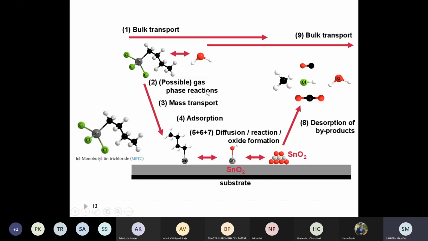So what is happening in this case? A possible gas phase reaction, then mass transport, then adsorption. Here some gas phase reaction is happening, and you see that the reaction product is coming here. You can see that tin, Sn, along with the hydrocarbon is coming here. Then adsorption, it will adsorb, then diffusion, reaction and oxidation.